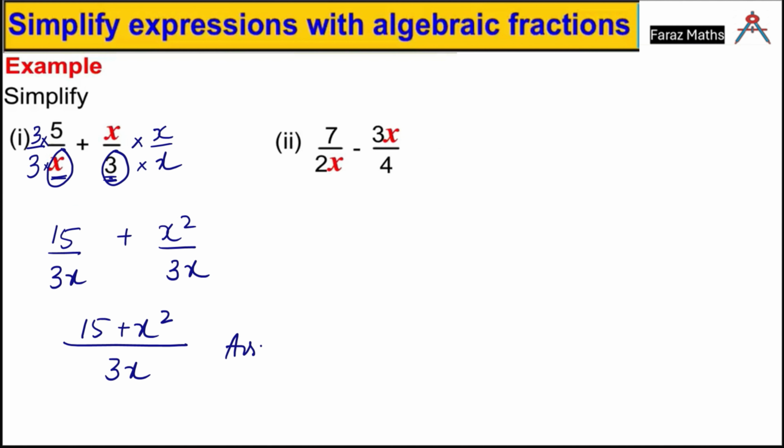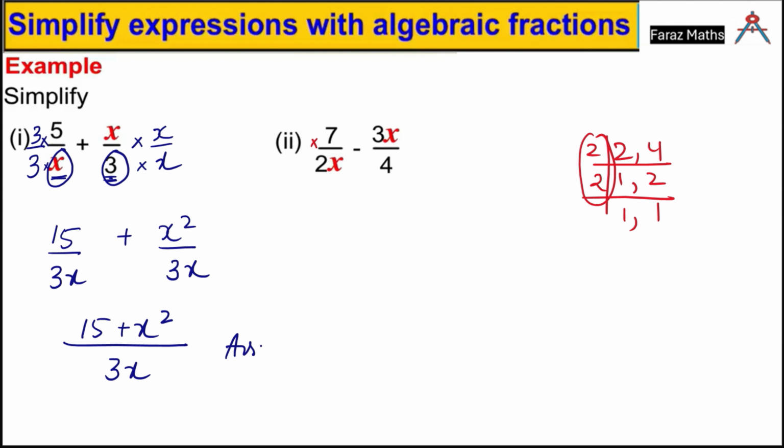Okay, the second question: 7 over 2x minus 3x over 4. What we have to do here is again make the denominators the same. 2x and 4. If you take the LCM of 2 and 4, what is it? 2 2s are 4. 4 is the LCM of 2x and 4.